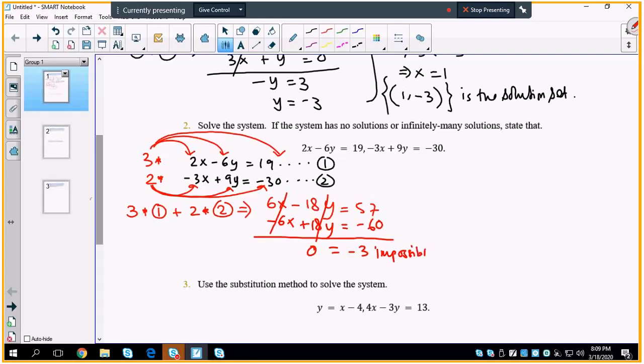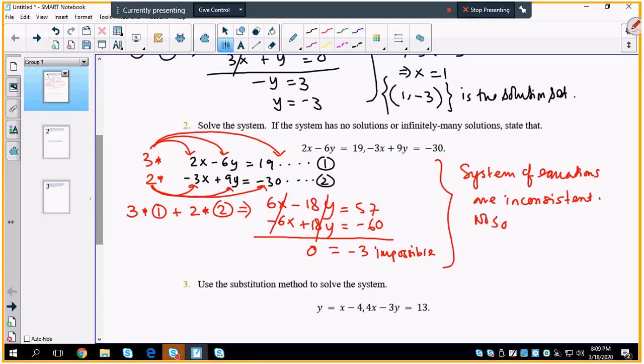And I go ahead and say that this system of equations is inconsistent. So there is no solution. In fact, if someone asks you for the solution set, you will say it is empty.